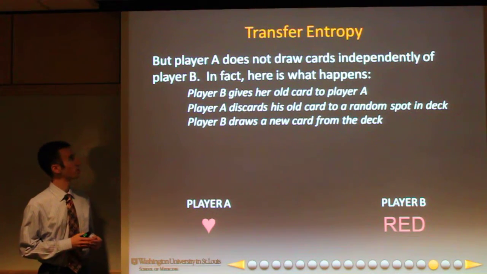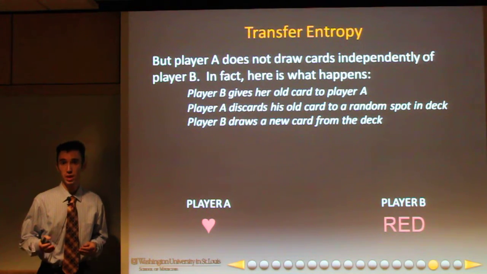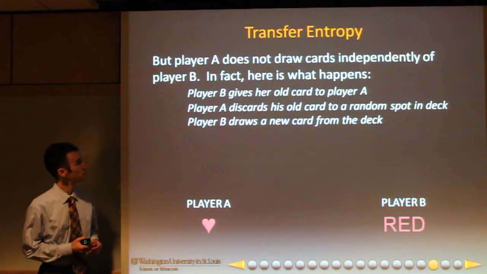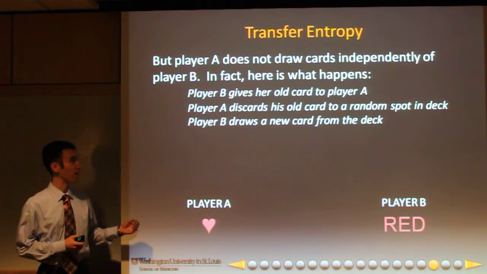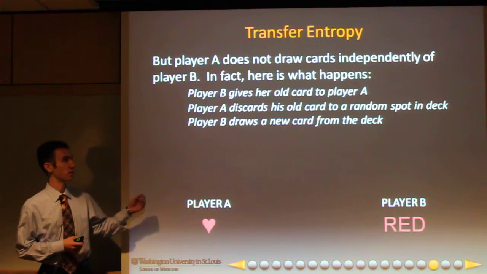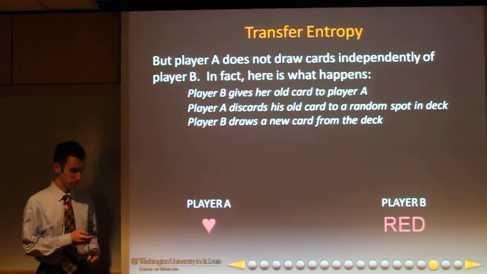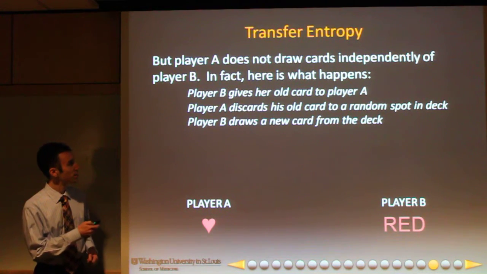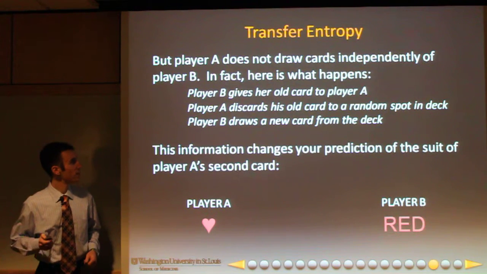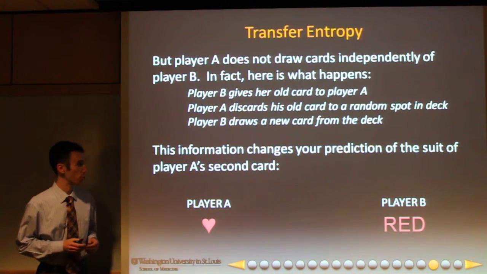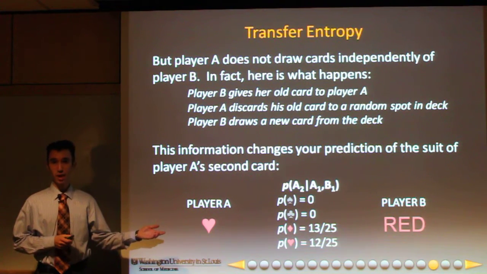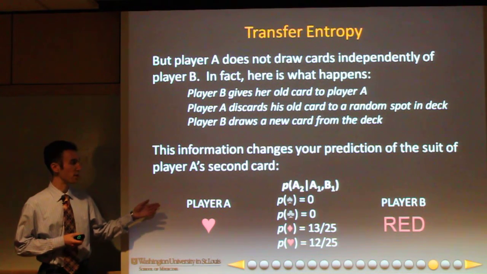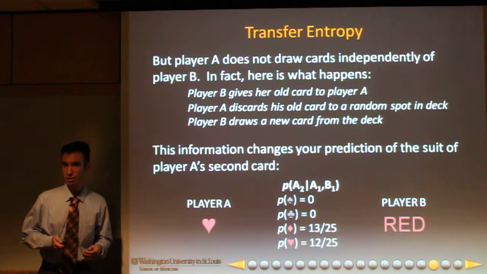But suppose that there is a relationship between the two signals A and B. Specifically, player B gives her old card to player A, and then player A discards his old card to the deck. This information changes your prediction of the suit of player A's second card. We know that it was red, so therefore the probability of it being a spade or a club is 0.